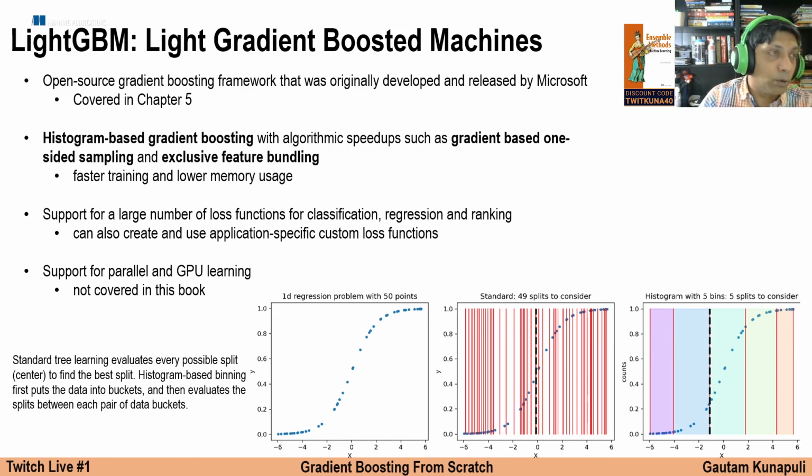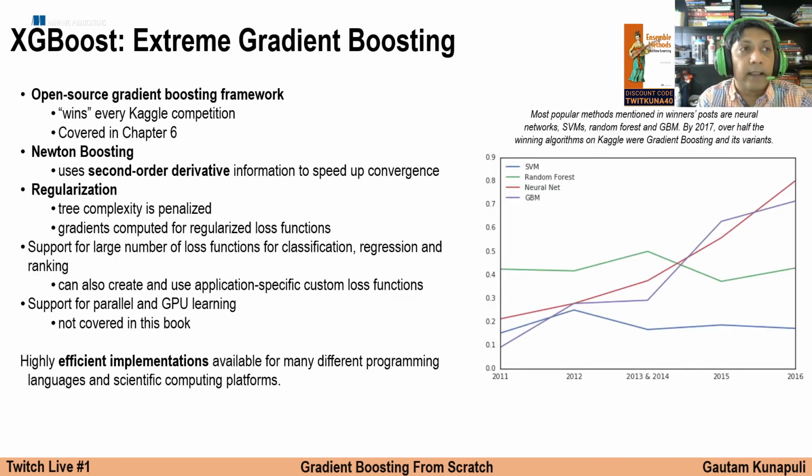And this is where tools like LightGBM and XGBoost, which also has that functionality, come into play. And of course, support for parallel and GPU learning is also there, right? So this is LightGBM, a very, very useful tool. And then in the same vein, another powerful gradient boosting framework is XGBoost, or Extreme Gradient Boosting, which is covered in Chapter 6 of this book, which is currently under development.